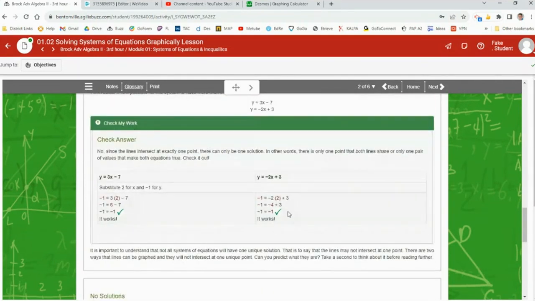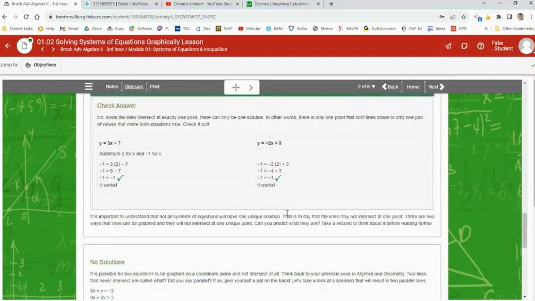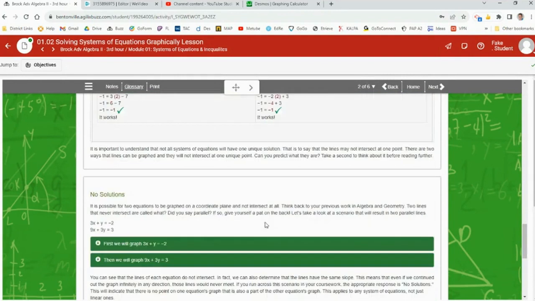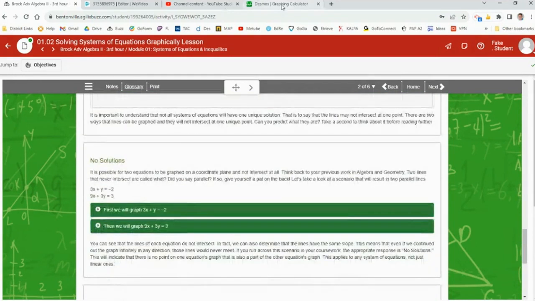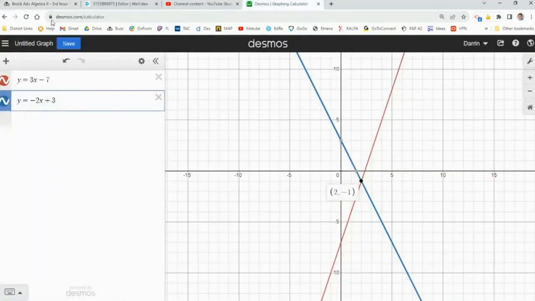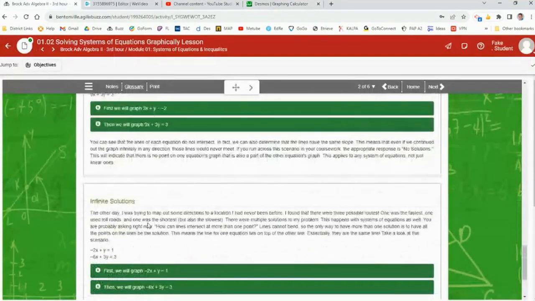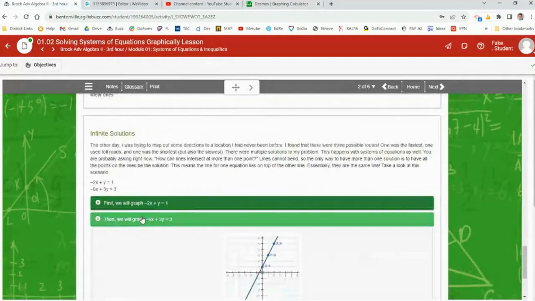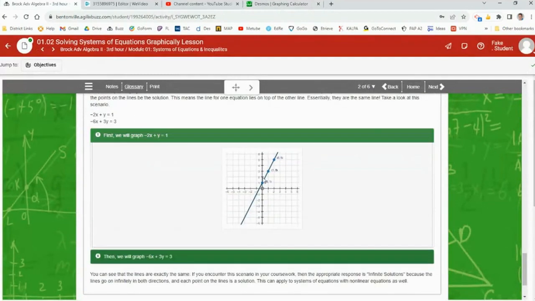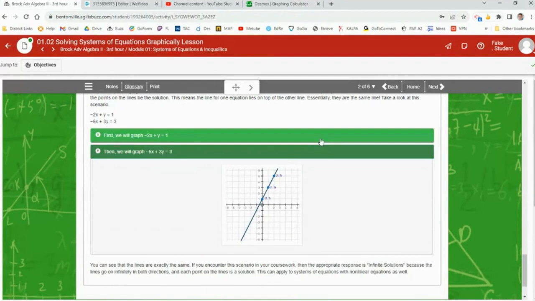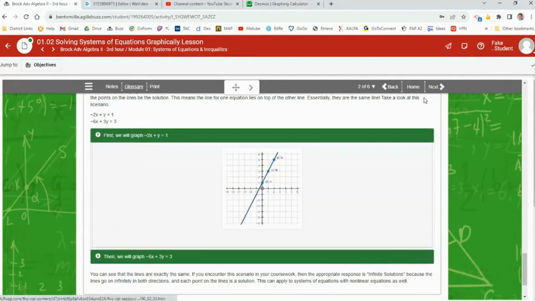Is it possible to have more than one solution? Okay, now they've given us some. Well, they just get you thinking about it there, but they didn't go the whole way. Or no solutions. Well, that's what we looked at. If we had parallel lines, there's no solution. If they're the same line, there's infinite solutions. There it is, infinite solutions. So when they graph that and graph that, they're the same graph. See, so infinite solutions.